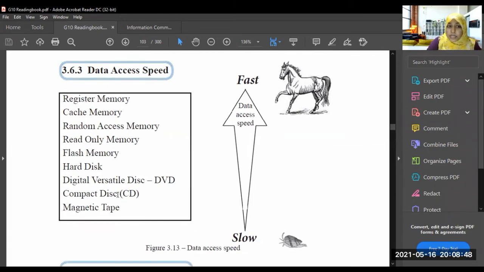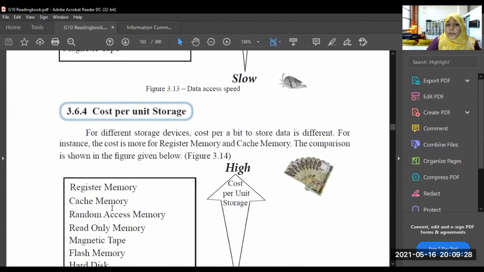So comparing these data storages, with register memory you can easily and quickly find or access the data. Cache memory is the second one. Then random access memory, read-only memory, flash memory, hard disk, digital versatile disk, compact disk, and magnetic tape. Right? So this is how the access speed is measured in the data storages. Next one. Cost per unit storage.